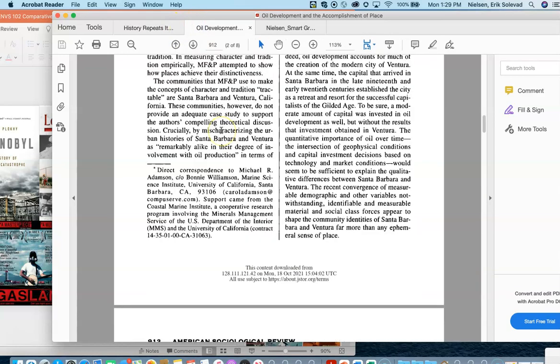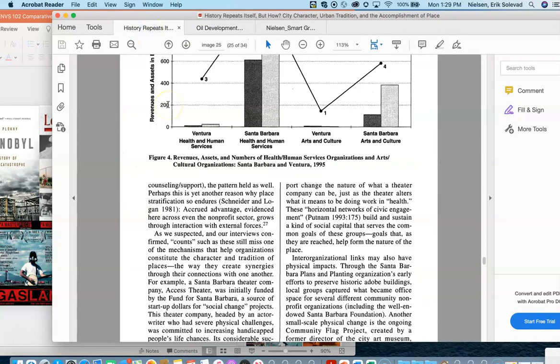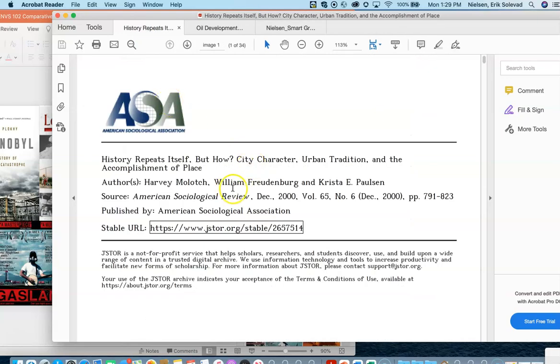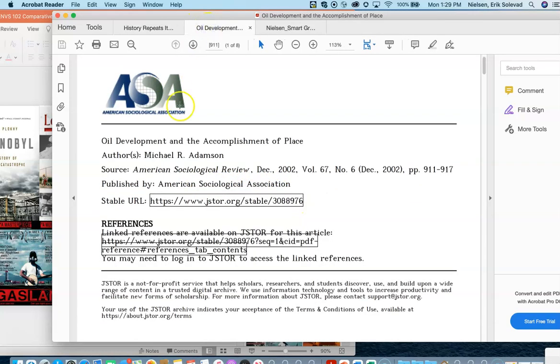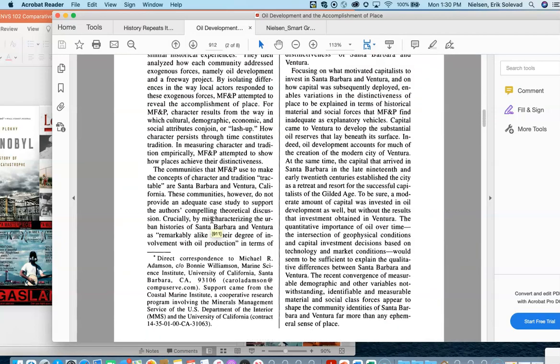And I'm not going to go over this in detail, but this was published. So first of all, the Molotch and Freudenberg study was published in 2000. The American Sociological Review, same journal. Two years later, you get a study by Michael Adamson. Michael Adamson is critical of this, and he happens to be at the Marine Science Institute, or at least was at this time, at the University of California, Santa Barbara.